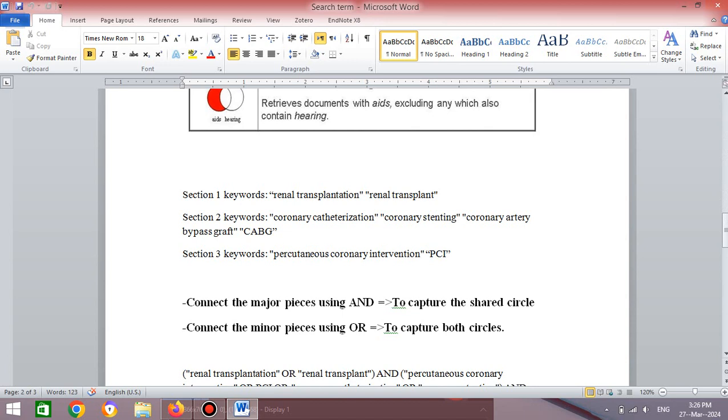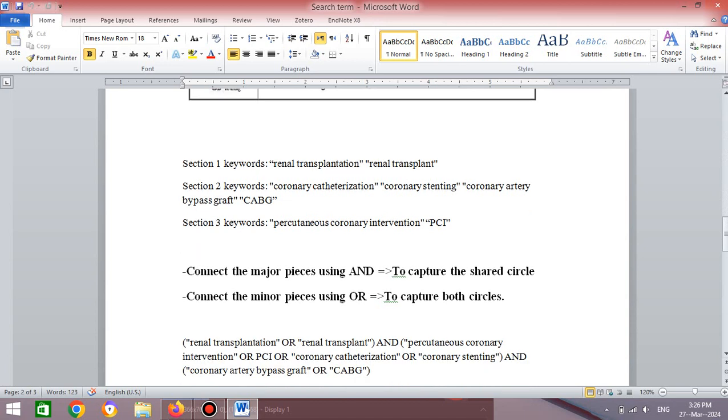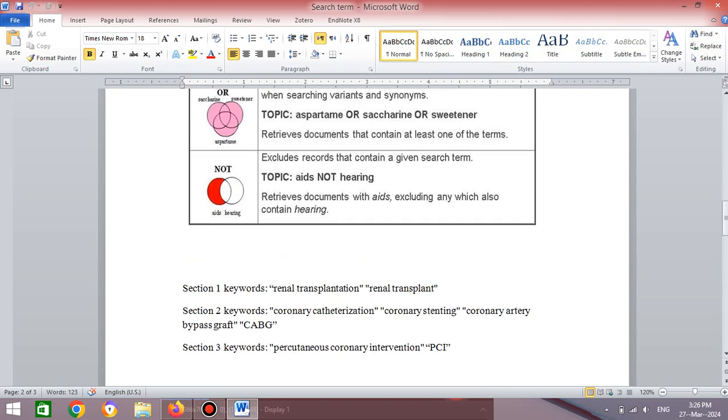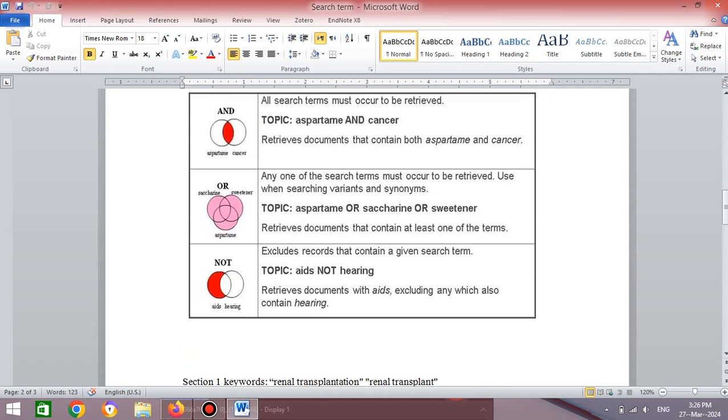So I collected all the keywords here for the three sections. So I will connect the major pieces using AND. Why using AND? To capture the shared circle. Why should I capture the shared circle, like aspartame and cancer here? Because if I use OR, I will get the other, not shared articles in that term.